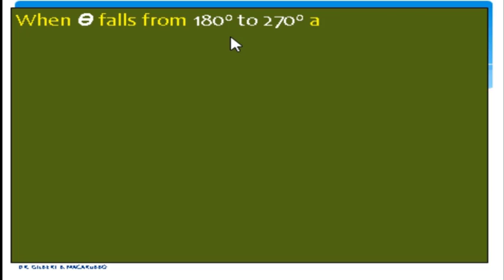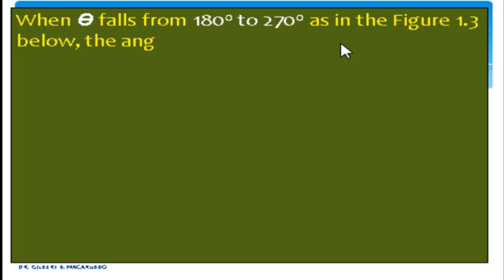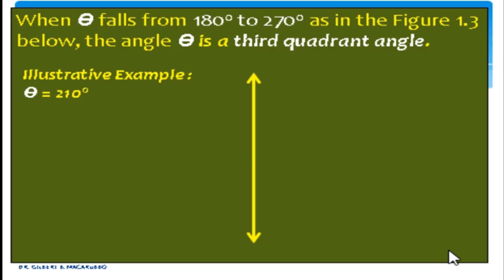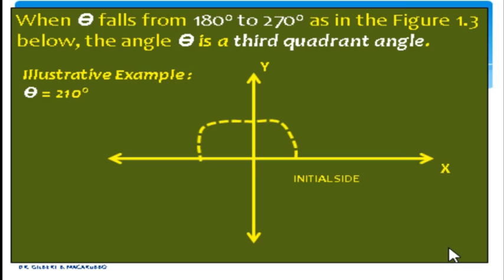When theta falls from 180 degrees to 270 degrees, as in figure 1.3 below, the angle theta is a third quadrant angle. Consider an illustrative example. Theta is 210 degrees. As you can see in the figure below, the initial side is along the positive x-axis and the terminal side falls in the third quadrant. So angle theta is a third quadrant angle.